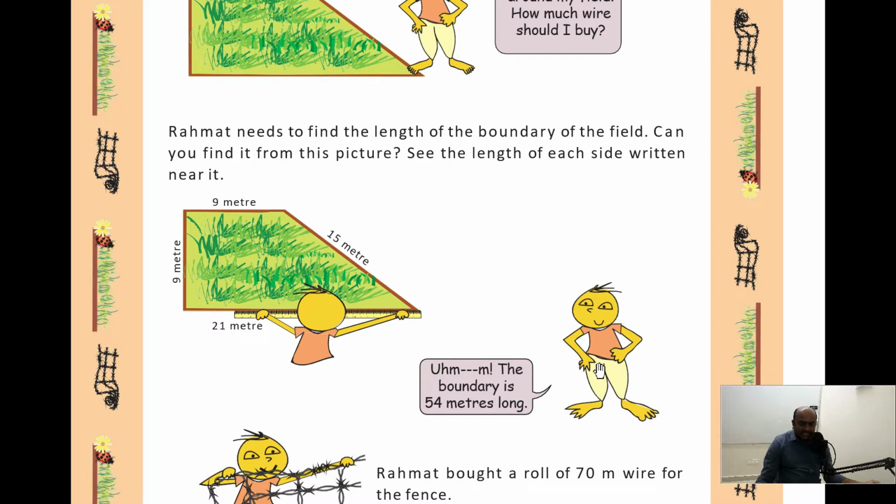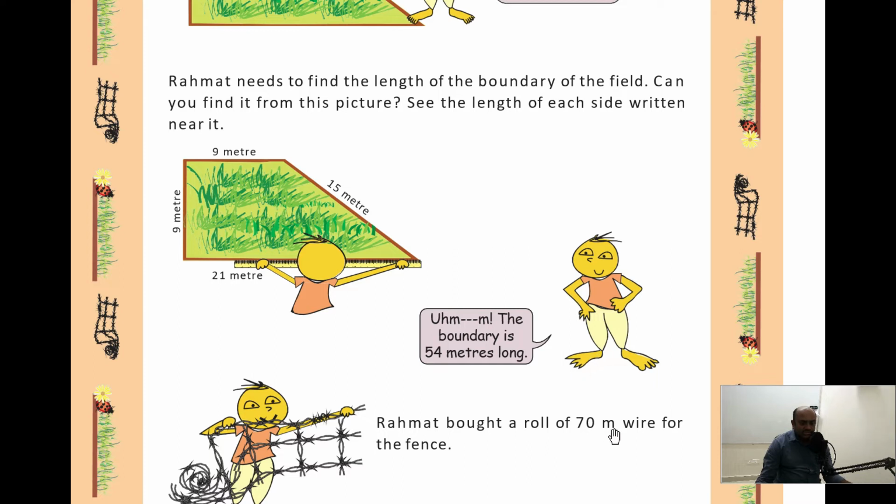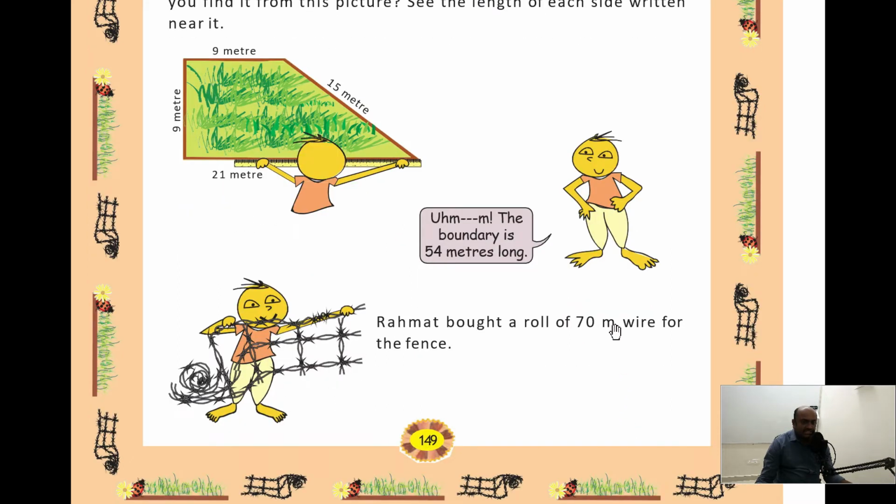So he is also telling the same. The boundary is 54 meters long. So he went to the shop and he purchased a 70 meter wire for the fence. There is a wire which is available in 70 meters, a bundle. So he brought that bundle and kept it for this wheat crop.